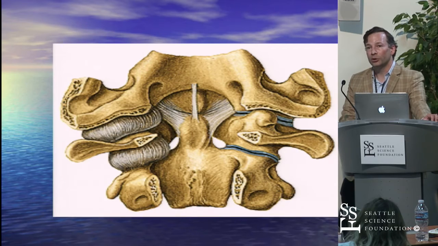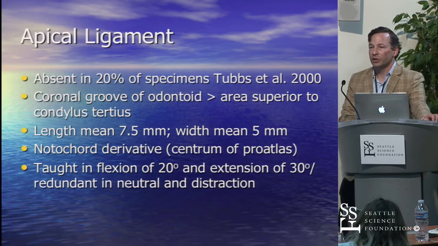The apical ligament that you see extending from the tip of the odontoid up to the basion, once thought to contribute to craniocervical stability. In our study from 2000, we found that it contributed almost zero to craniocervical stability. It was absent in up to 20% of the specimens, and histologically is just essentially a derivative of the notochord.